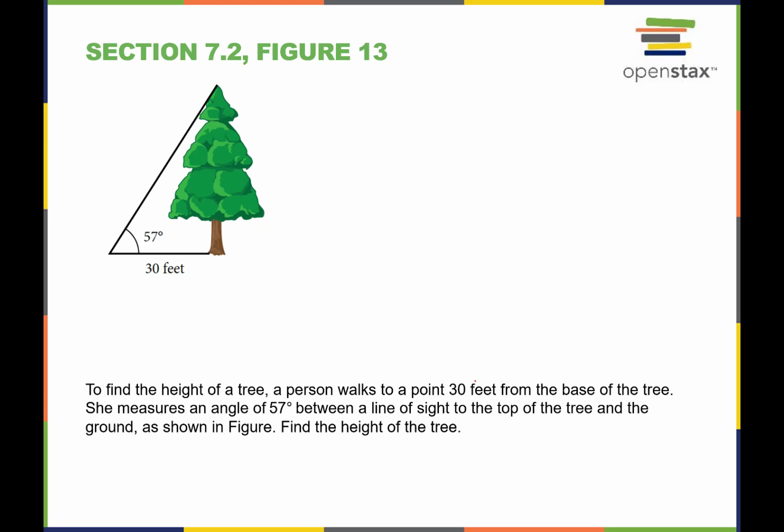All right, so we have a tree here, and to find the height of a tree, a person walks to a point 30 feet from the base. So here's the base of the tree, and a person walks out 30 feet away from the base of the tree. She measures an angle of 57 degrees between a line of sight to the top of the tree and the ground. So that's going to be my angle of elevation because this is where the person is standing. And if they look out this way along the horizon and then they sweep up to look up, that's going to be my angle of elevation. That's 57 degrees.